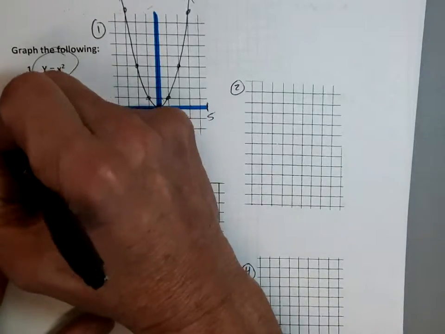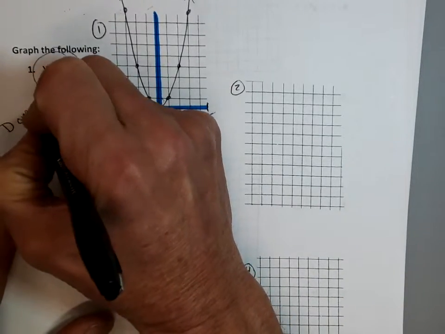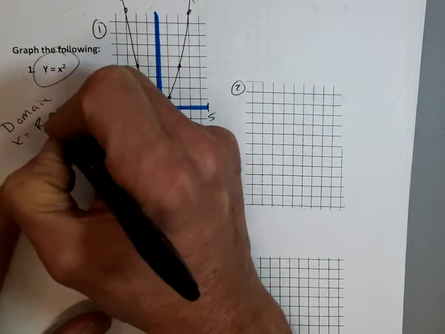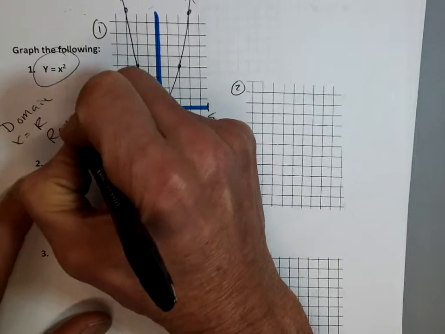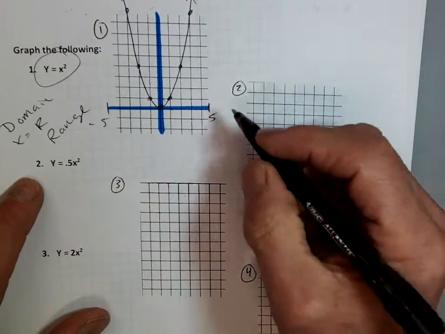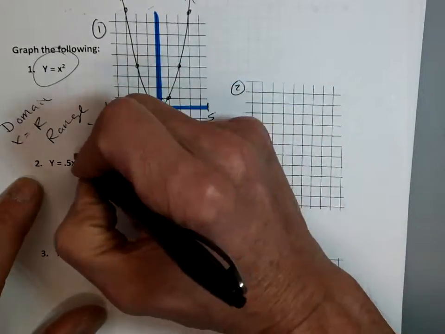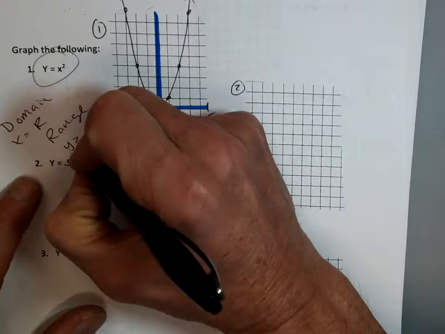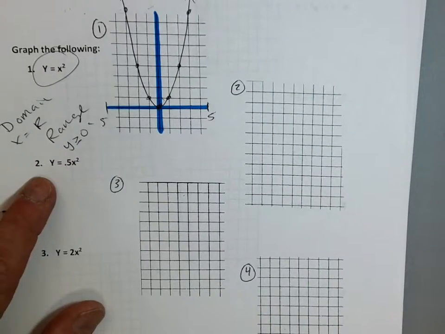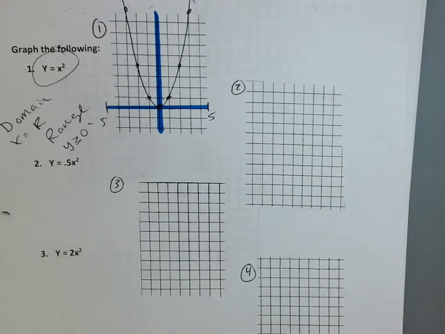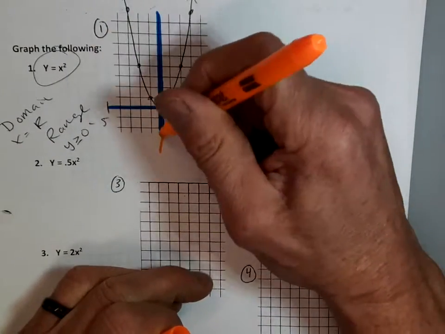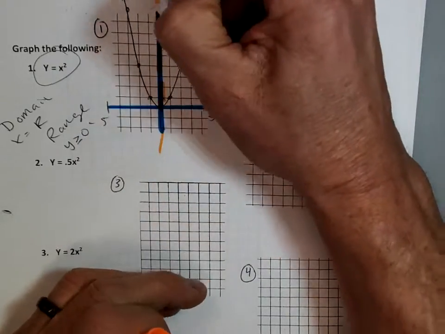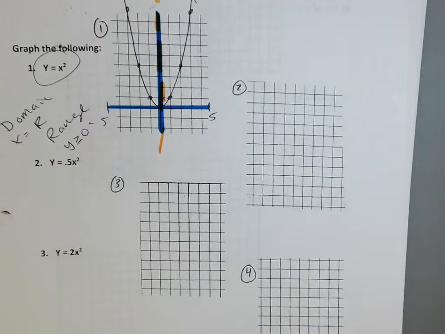Domain, what's the domain of this? You guys remember? X equals all real numbers. And what's my range? Y is greater than or equal to 0. Everybody good on that? Okay. Easy. And I've got a line of symmetry, which I'm going to put in, which goes right through the middle. This is my line of symmetry. Good. Thumbs up. Pretty easy, right?